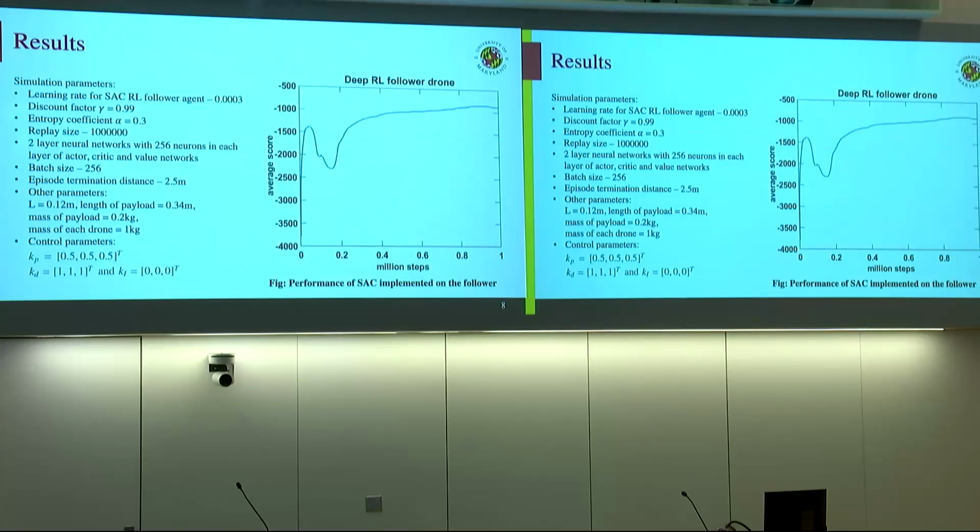These are the results which I got. I think I'm too fast. So these are the parameters I used. Learning rate was chosen as 0.0003 and discount factor of 0.99. And two-layer neural networks with 256 neurons in each layer were used. And this is the performance of SAC implemented on the follower drone.